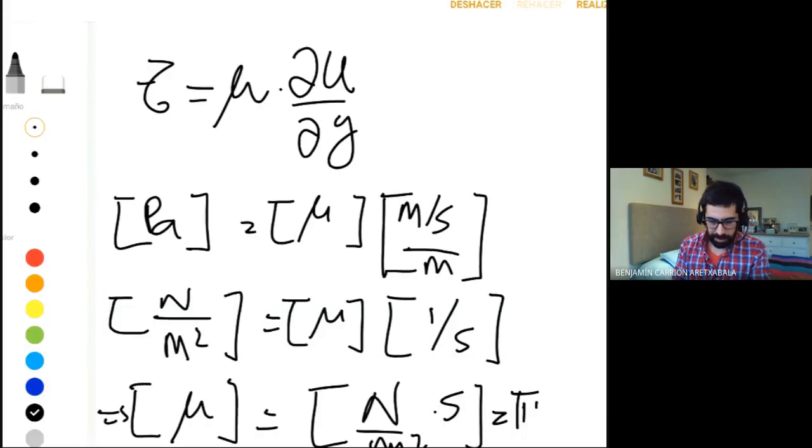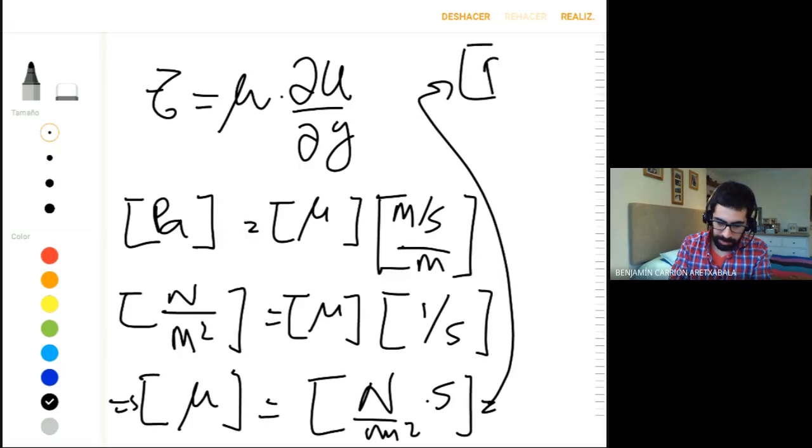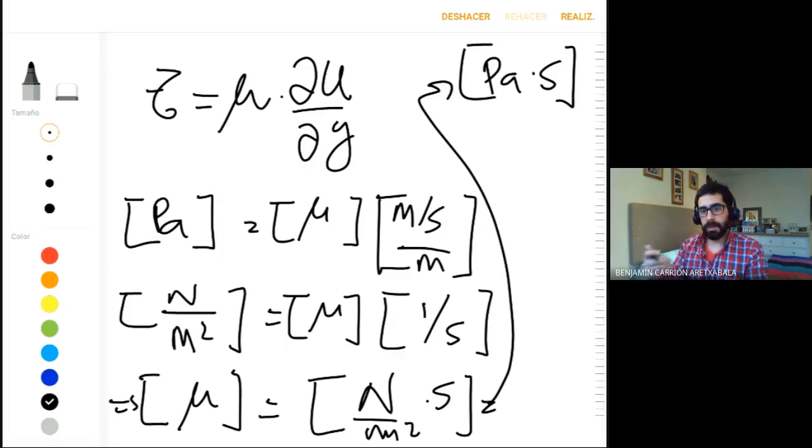Well, Pascal times, sorry for the mess, but I'm going to write it here. There's something going on in the corner. So it's Pascal times second, or newton over meter squared times second. That's the units of mu, and it's important because it's the way you're going to compare how viscous one fluid is against another.